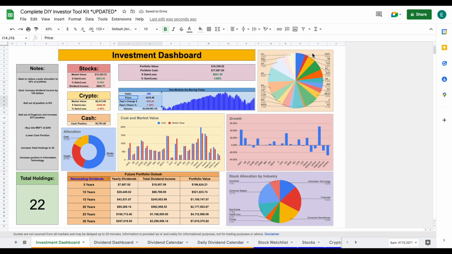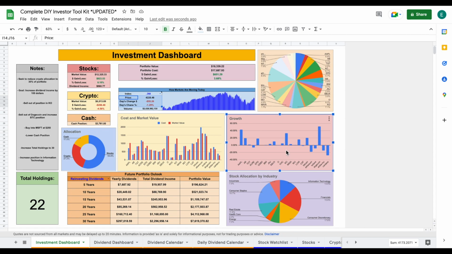Now over here, we have a pretty important chart. We can see our allocation by each individual asset. So we can see how much we have in crypto like Ethereum or in any of our stocks like EPD. If we come over here, we have two pretty important charts as well. We have our cost and market value. And so we can see our cost compared to our market value, and over here we can see our growth by each individual investment we have.